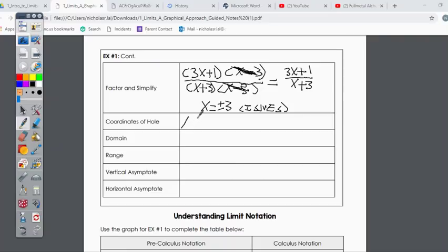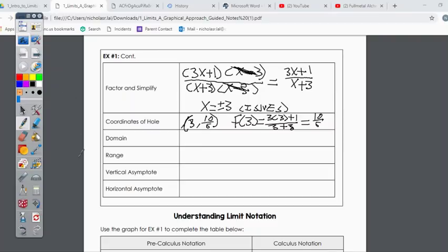So we have a hole at x equals 3. If we find f of 3, that would be equal to 3 times 3 plus 1 over 3 plus 3. So that would be equal to 9 plus 1 over 3 plus 3, which is 10/6. So the coordinates of our hole would be 3, 10/6.